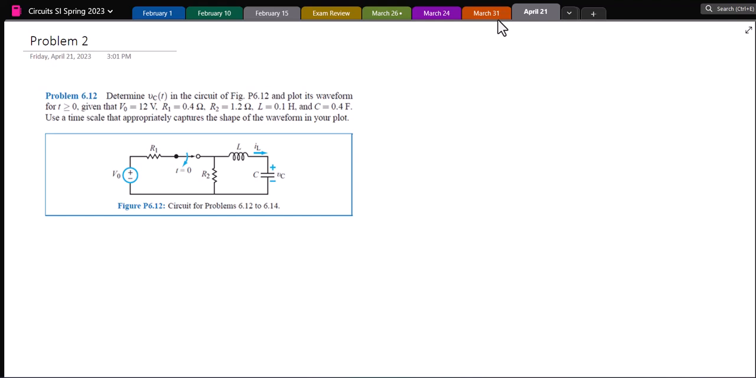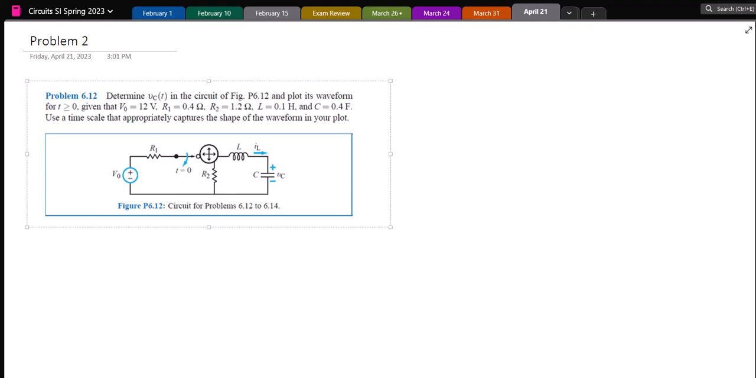Compared to inductors, make sense after. All right. Okay. So for this one, we're supposed to find VC of t, and it says to plot its waveform. We are not going to plot its waveform because it's not something that you're going to have to do on a test.